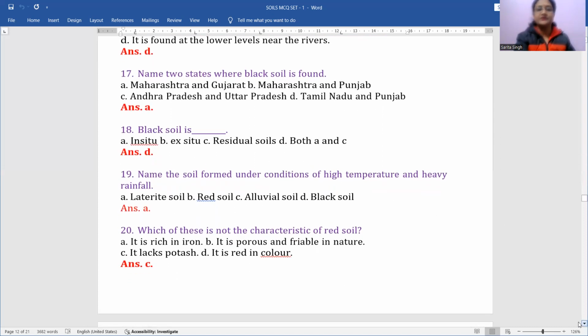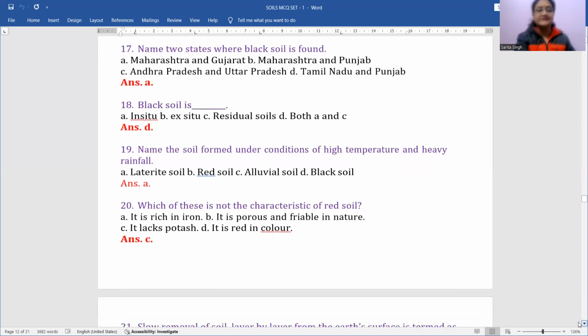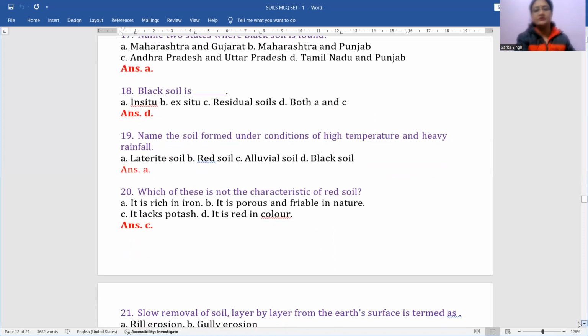Next, name two states where black soil is found. Maharashtra and Gujarat. Best answer for this. Okay. Next, black soil is in situ, ex situ, residual soil, or both A and C. Both A and C. In situ and residual, actually these are the same, right? Two different names are there. So option D will be correct.